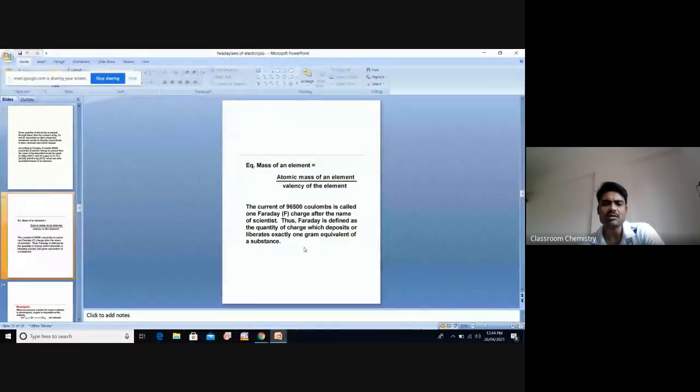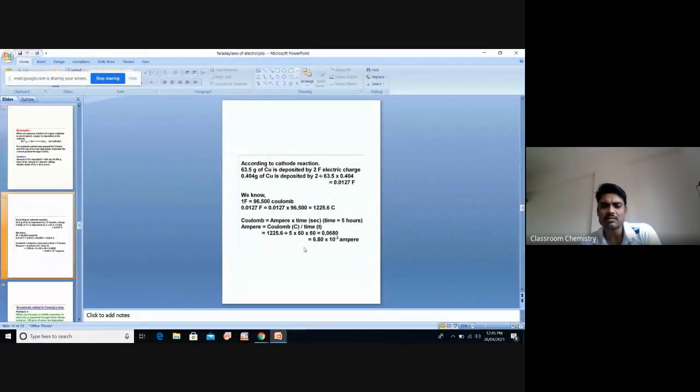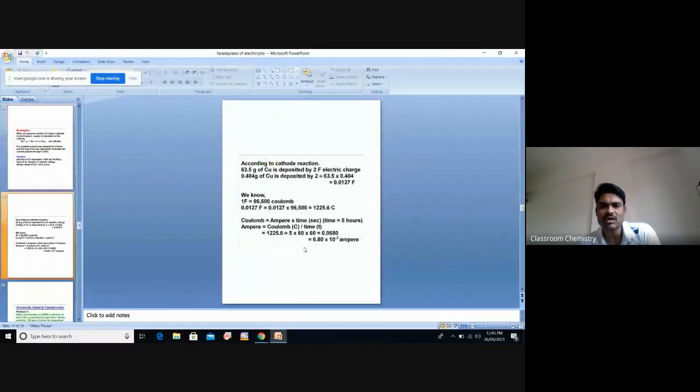The current of 96,500 coulombs is called 1 Faraday, named after Faraday. The theory behind all this you study at basic level, so keep in mind only that 1 Faraday is equal to 96,500 coulombs. There are some examples regarding this, on how to calculate this.